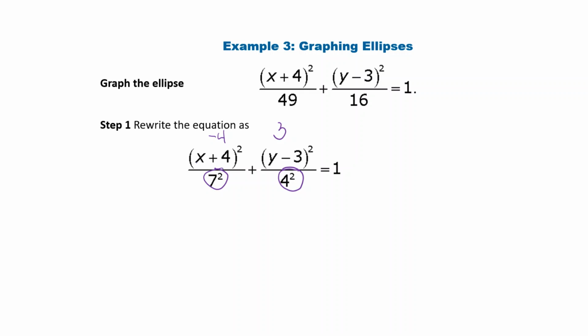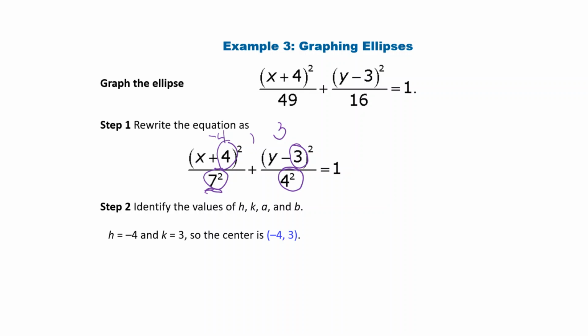So I can see where my center is going to be at negative 4, 3. All right, so I've identified my h. I've identified my k. And now I need to identify my a and b, and that's pretty easy. The a is 7 and my b is 4. So h is negative 4, k is 3, so that's the center at negative 4, 3.